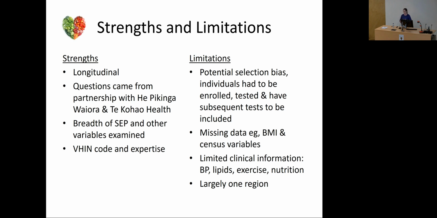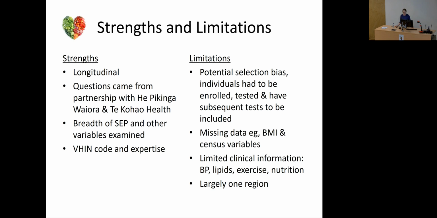Some of the limitations in here, the major one being selection bias for two major reasons. One is the individuals had to be enrolled in a PHO and have at least 2 HbA1c tests to be included in this. So there are people who might not be enrolled and they will be missed out here. And also individuals with missing data were missed out from the multivariate analysis. Missing data has an impact on the results as well.